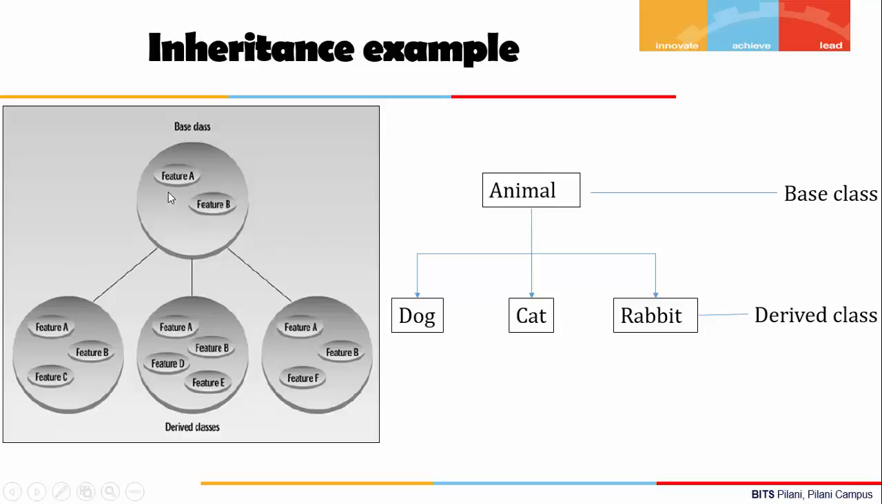So here in the base class we have features A and B. In the derived classes we have feature C, another set of features. So each derived class will have its own set of features which is specific to it.